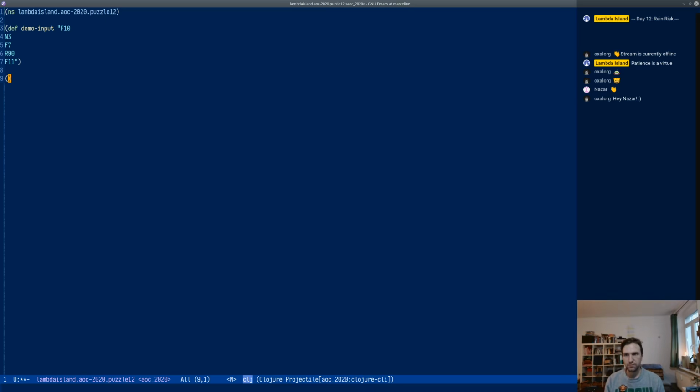let's first add some and just do it by hand this time. What do we need? We want Clojure string, and we want our util namespace.